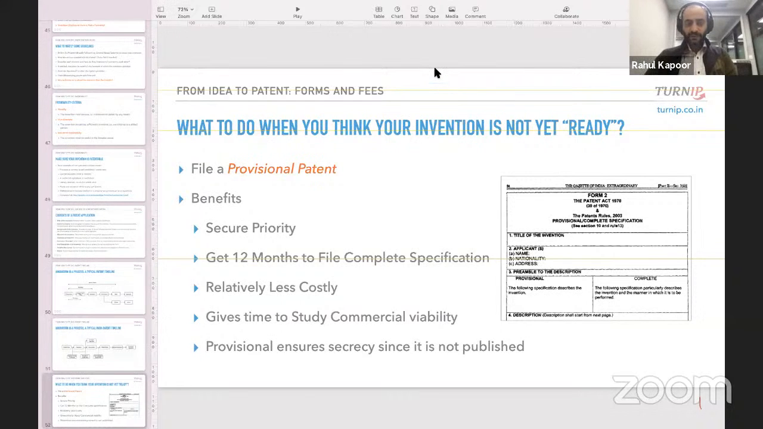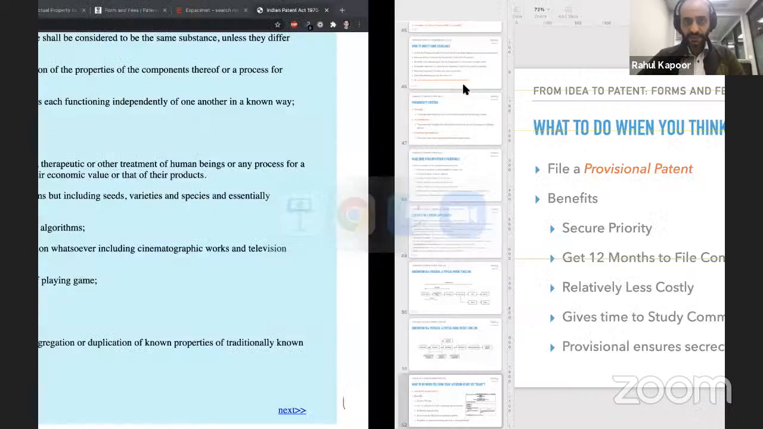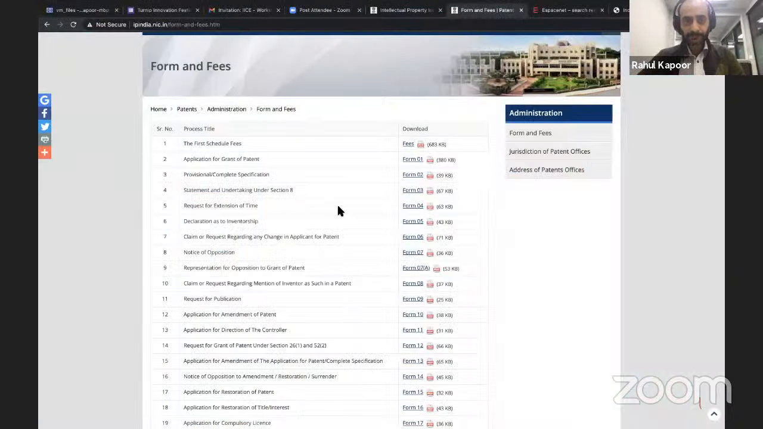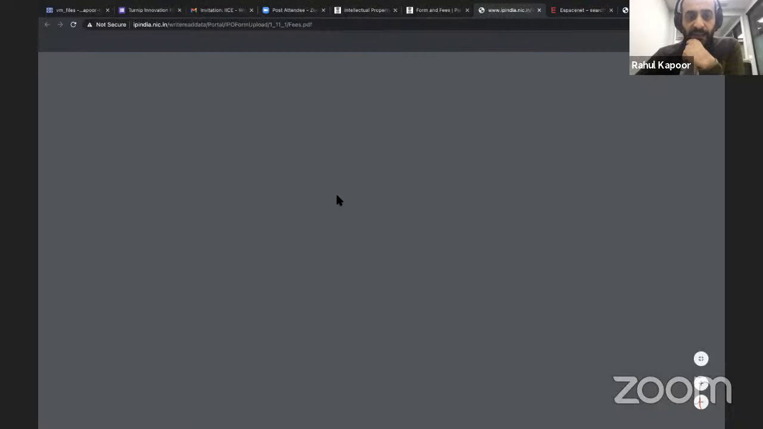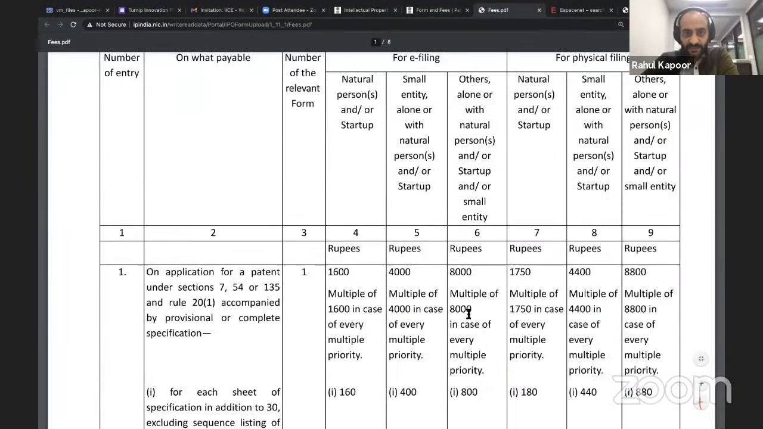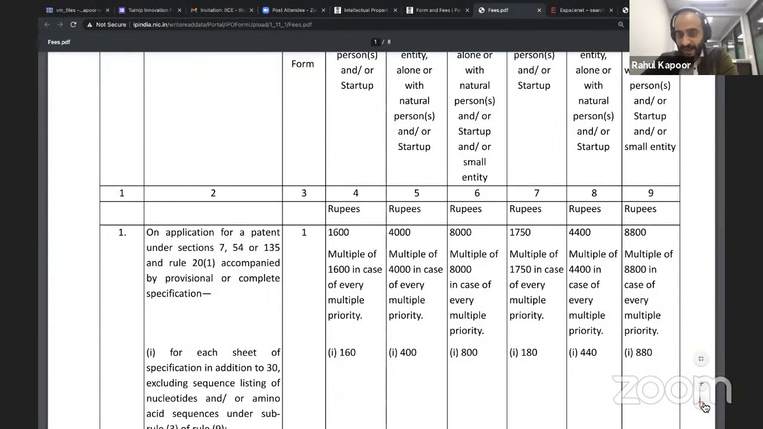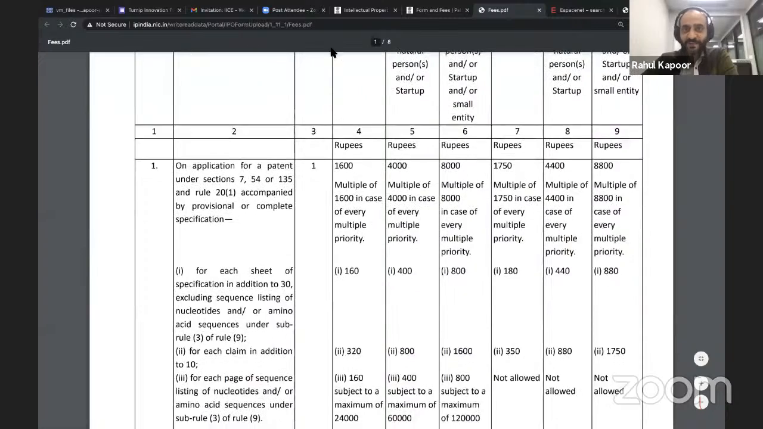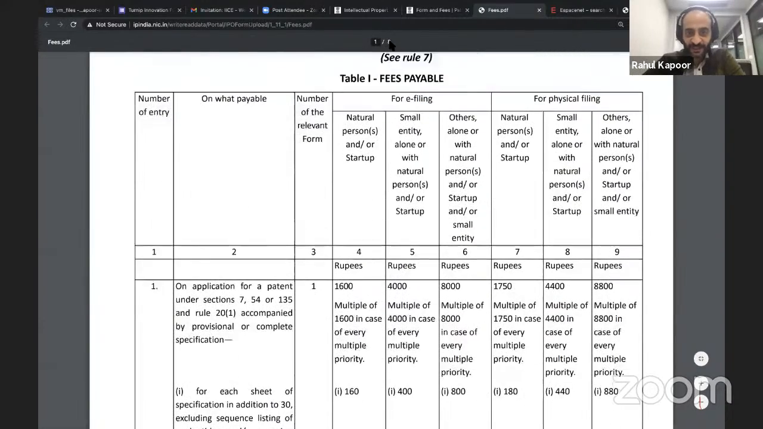Okay. So let me show you the forms and fees, just so you get an idea. So this is the Patent Office forms and fees page. I'll put it on the chat to everyone. And I will give you some idea about it. So let me open this fees. I will just show you some fees. It's very complicated. There are fees everywhere. You can see 8 pages.